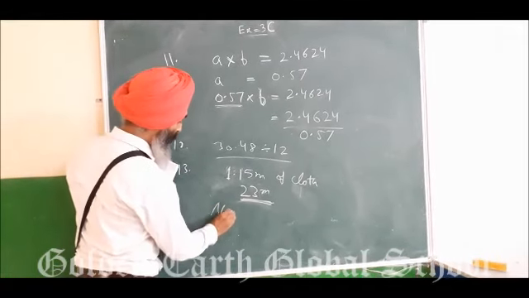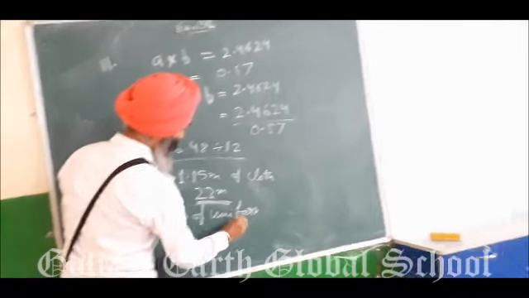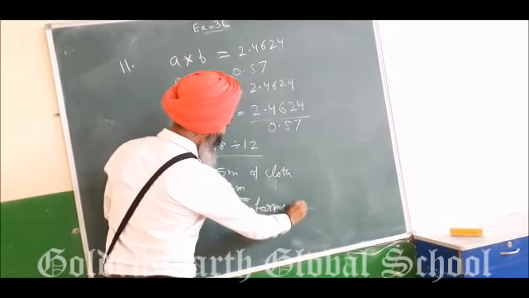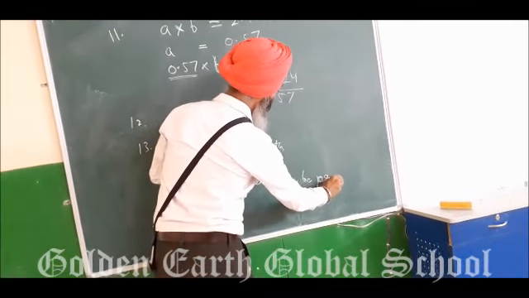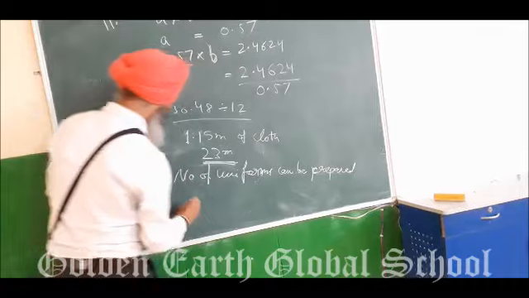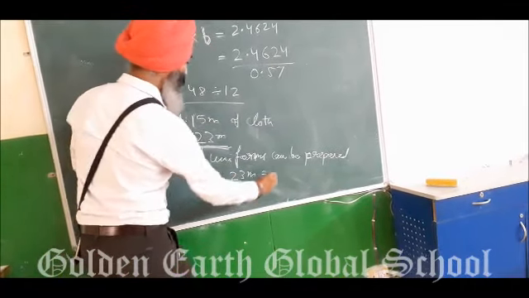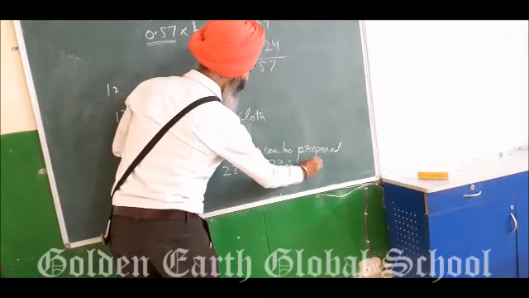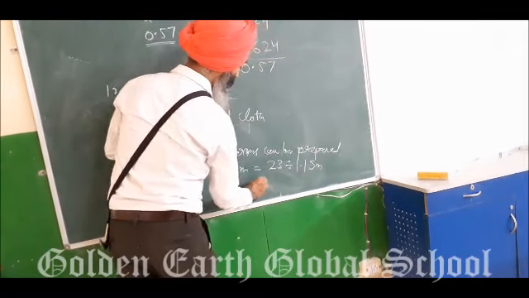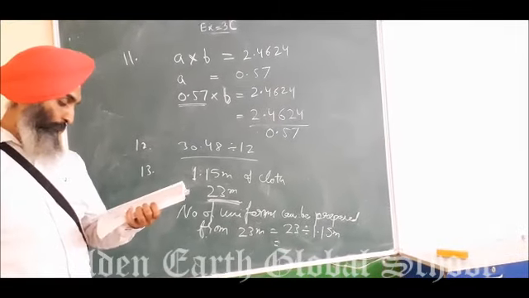So the number of uniforms that can be prepared from 23 meter of cloth is equal to 23 divided by 1.15 meter. So just divide it and find the number of uniforms that can be prepared.